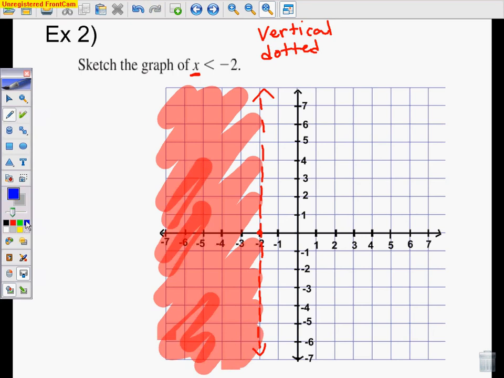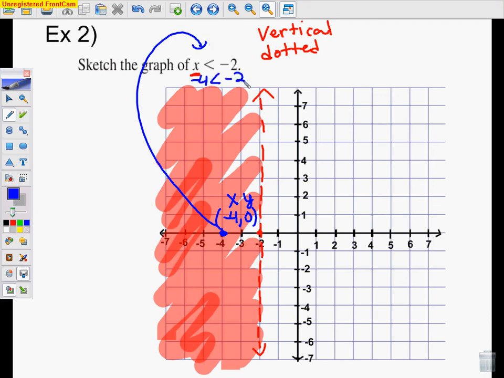For example, this point right here is the point (negative 4, 0). Negative 4 for x, 0 for y. If I was to take this ordered pair and plug it in up here, it would be negative 4 for x, once again, is less than negative 2. Is that true? Yes.